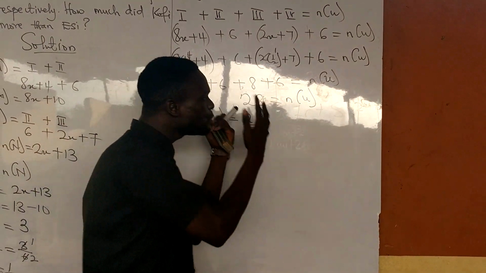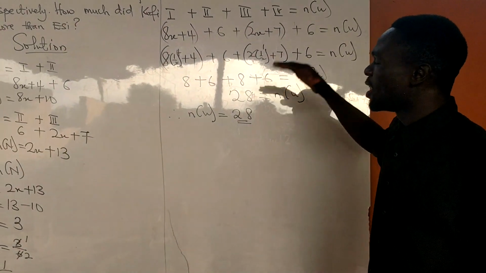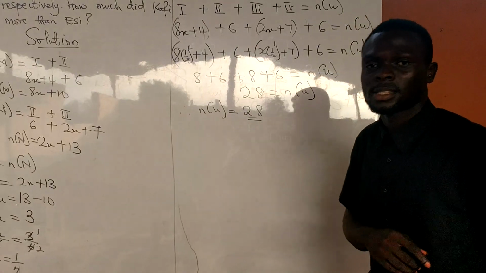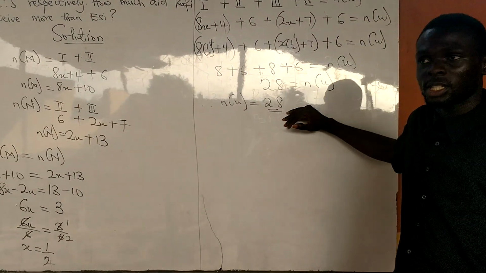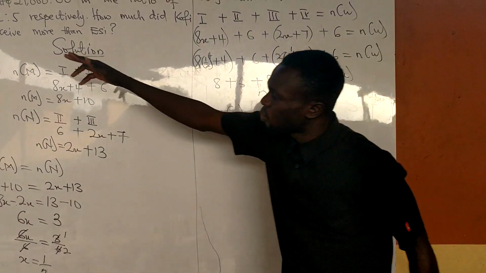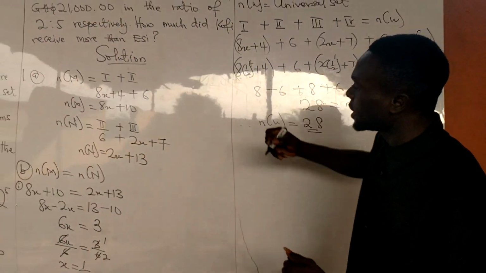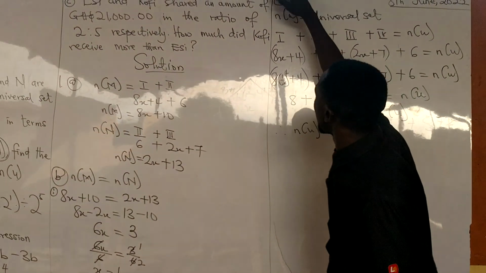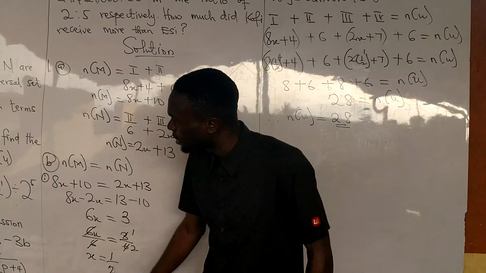And we have been able to solve for the universal set, as we can see here. So since we've had 28, this is the answer for Question 1B(ii). Good. Now let's go to the C.